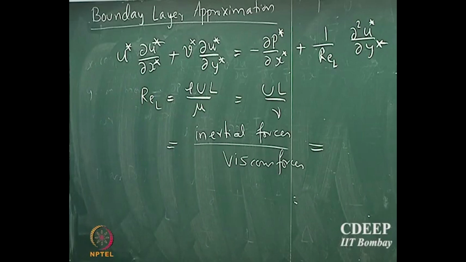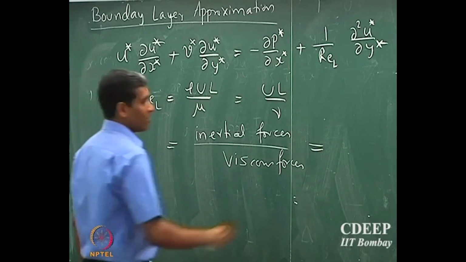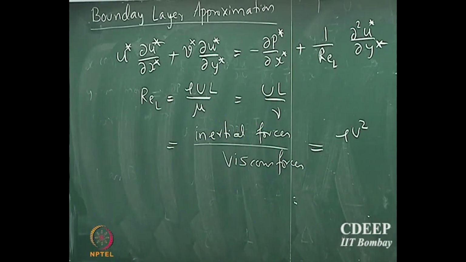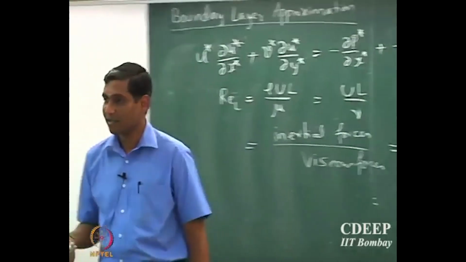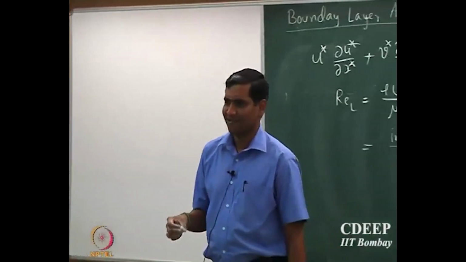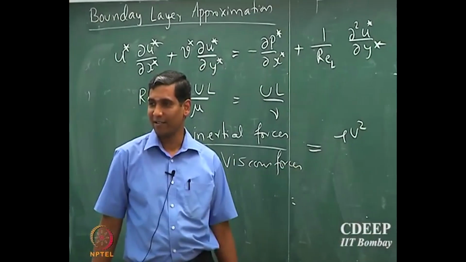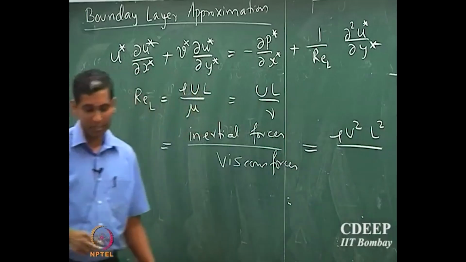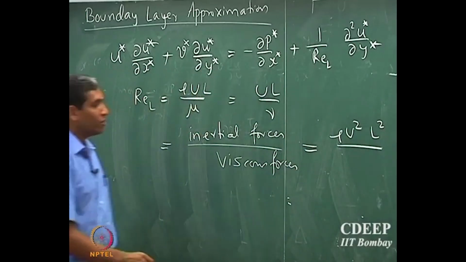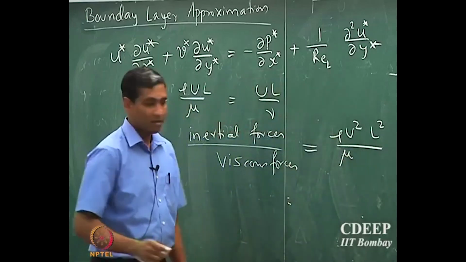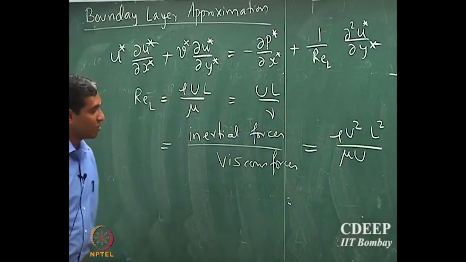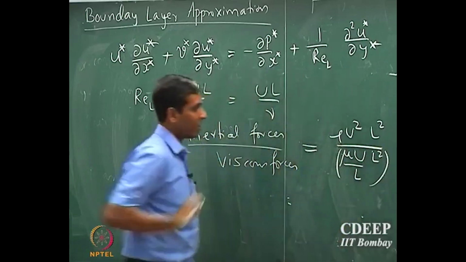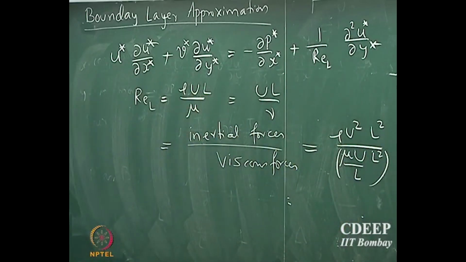What is the inertial force? Half rho U square, that is pressure, divided by L, multiplied by L square, that is the stress, okay. And what about the viscous forces? Mu U over L multiplied by L square, okay. So, that is what gives you the ratio of inertial to the viscous forces.